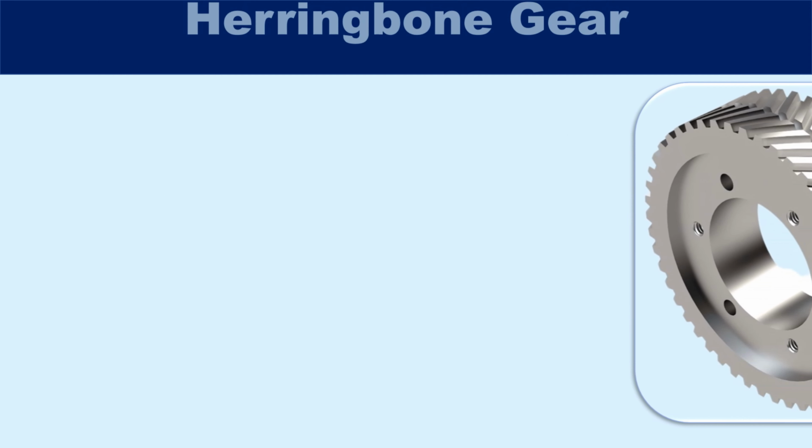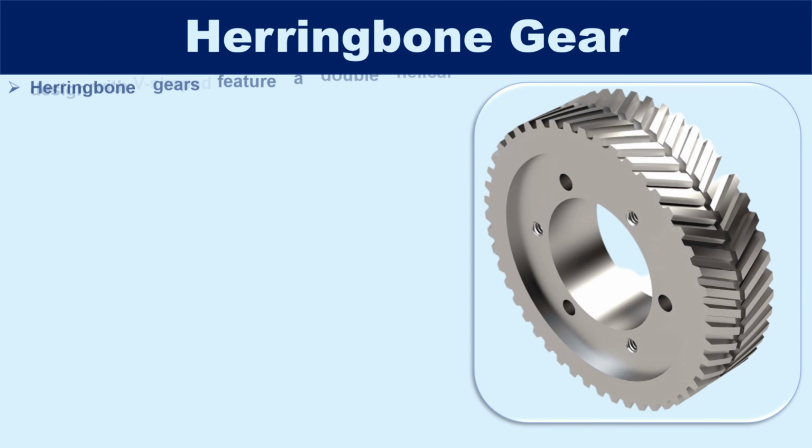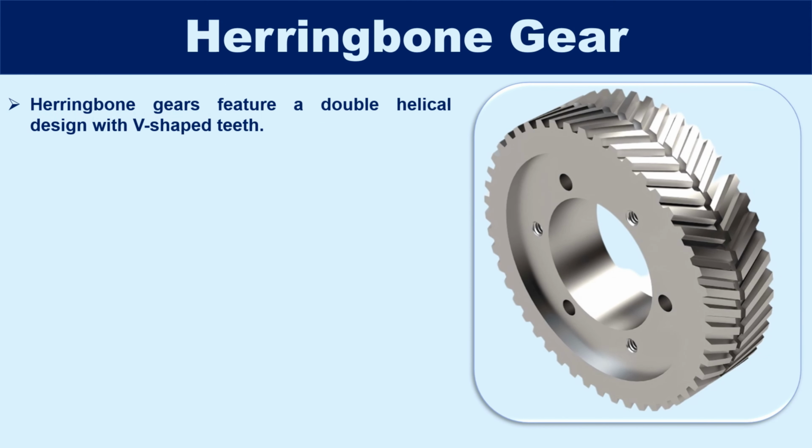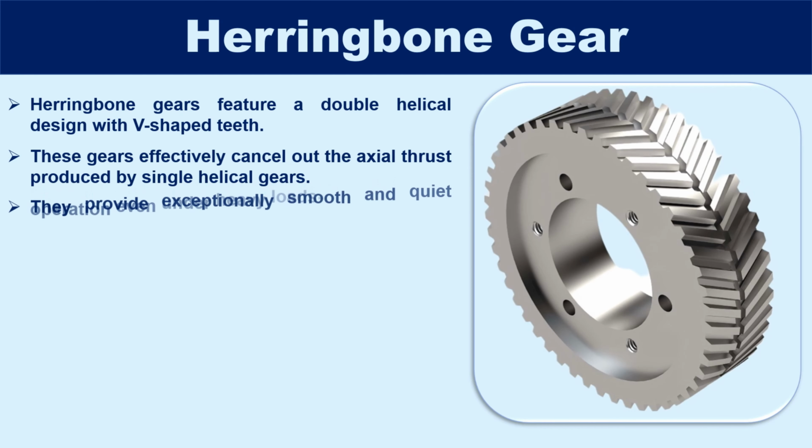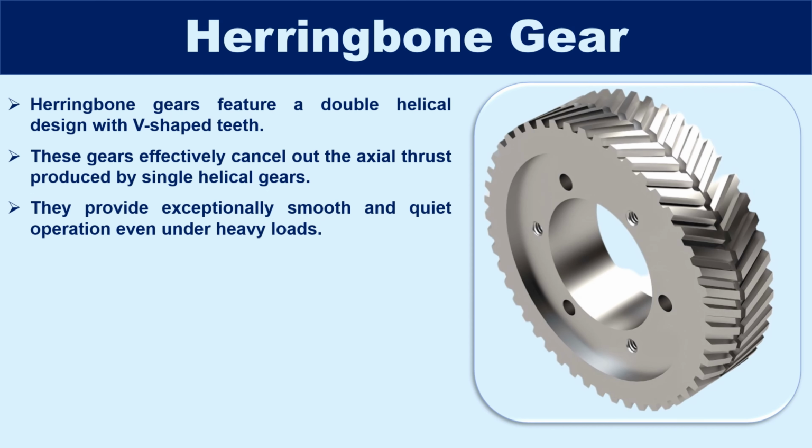Herringbone gear. Herringbone gears feature a double helical design with V-shaped teeth. These gears effectively cancel out the axial thrust produced by single helical gears. They provide exceptionally smooth and quiet operation even under heavy loads.